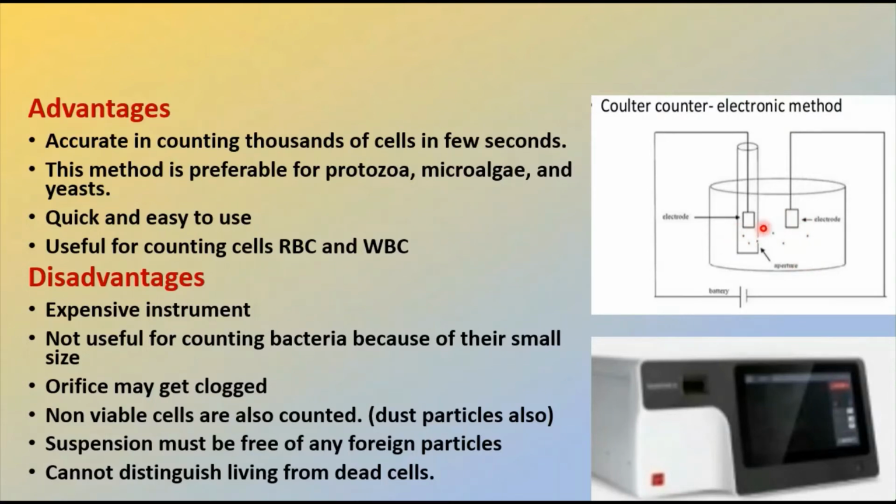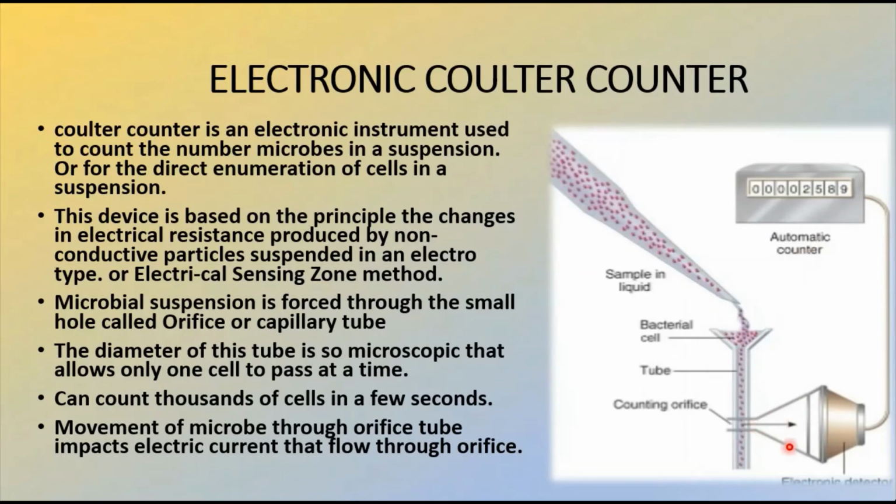Now, an electrical current path is created by the electrolyte solution when an electric field is applied, and the impedance between the two electrodes is measured. And this creates the sensing zone. As the microorganism passes through this aperture, here you can see the aperture, it causes a short-term change in the impedance, and this is measured as a voltage. So that's all happening here. They pass through this orifice, and while passing, it is measured.